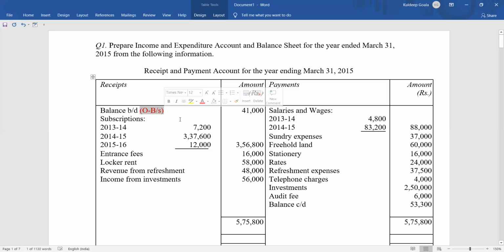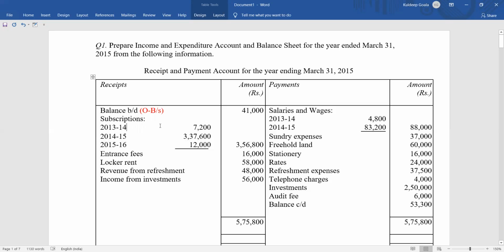Now coming to the next one, subscription. How much have you received for last year? 7,200. For this year, say our year ends on 31st of March 2015, and that means our current year is 2014-15. It started on 1st of April 2014 and ends on 31st of March 2015. So this is our current year. Last year was 2013-14, for which 7,200 we have received. For this year we have received 3,37,600, and for next year we have received 12,000 rupees. So it comes to 3,56,800.